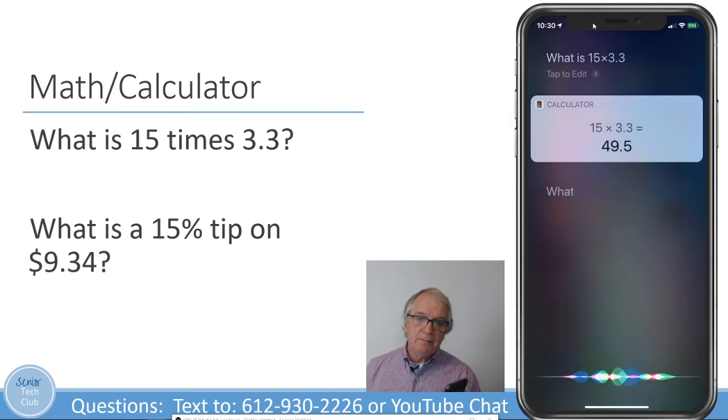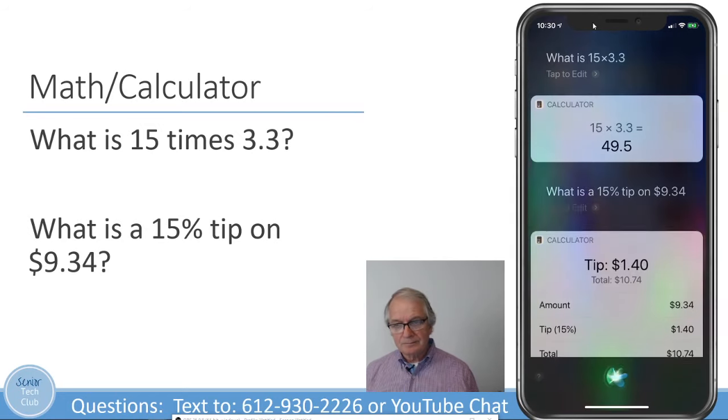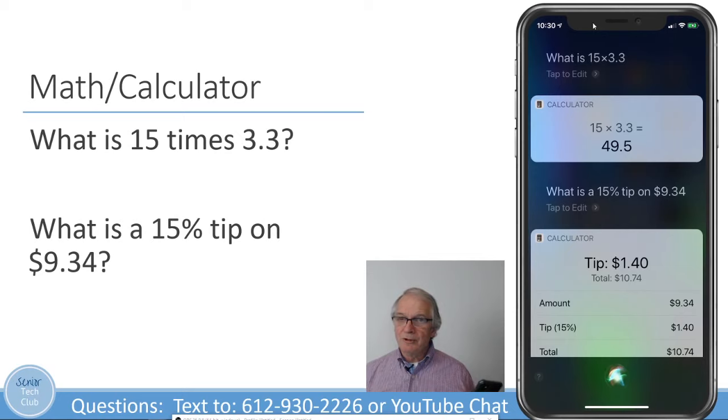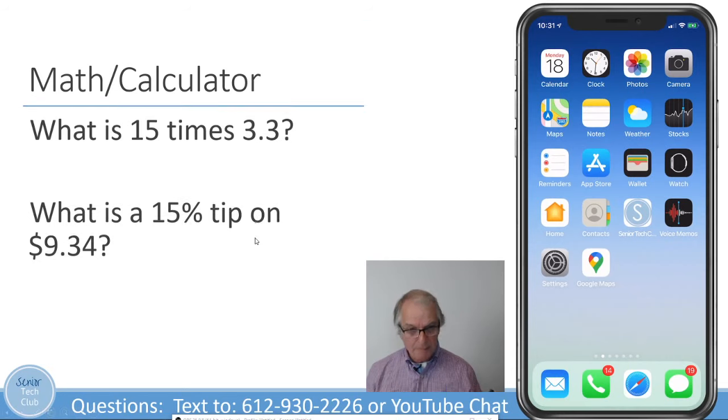What is a 15% tip on $9.34? The tip is $1.40. Very nicely. And once again, it'll do this with audio if I weren't running through all of this process. So use it as a calculator. I think you'll find that if you're going to do a single calculation, it's much easier than trying to, number one, find the calculator, or two, go into the control center in order to call up the calculator on the screen.